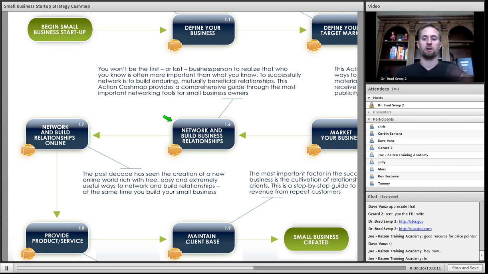As we get into one of our next steps on our entrepreneur cash map about list building, and I'm really excited about that one. But the important thing here for 1.6 and 1.7 is the fact that please do not underestimate the power of networking.